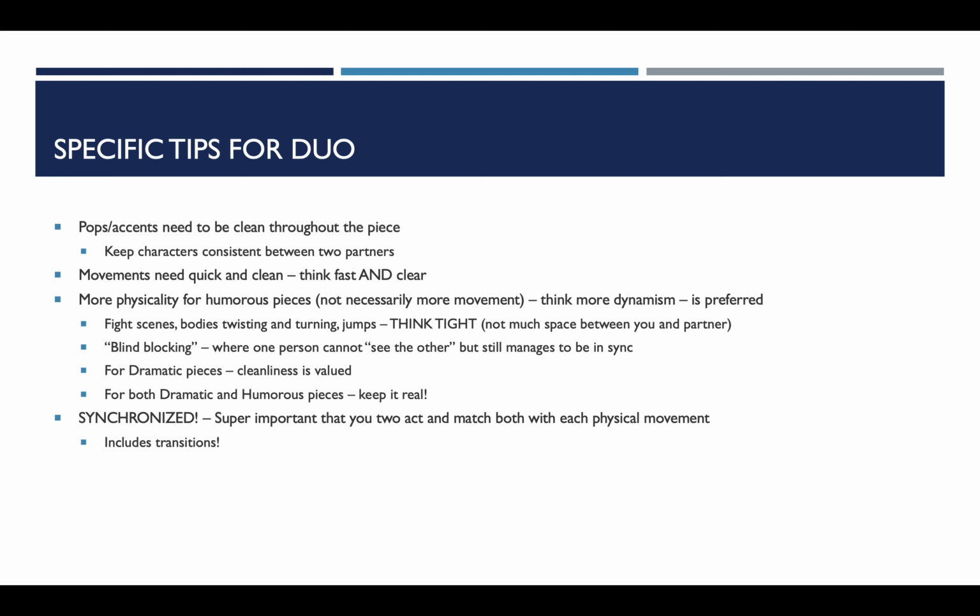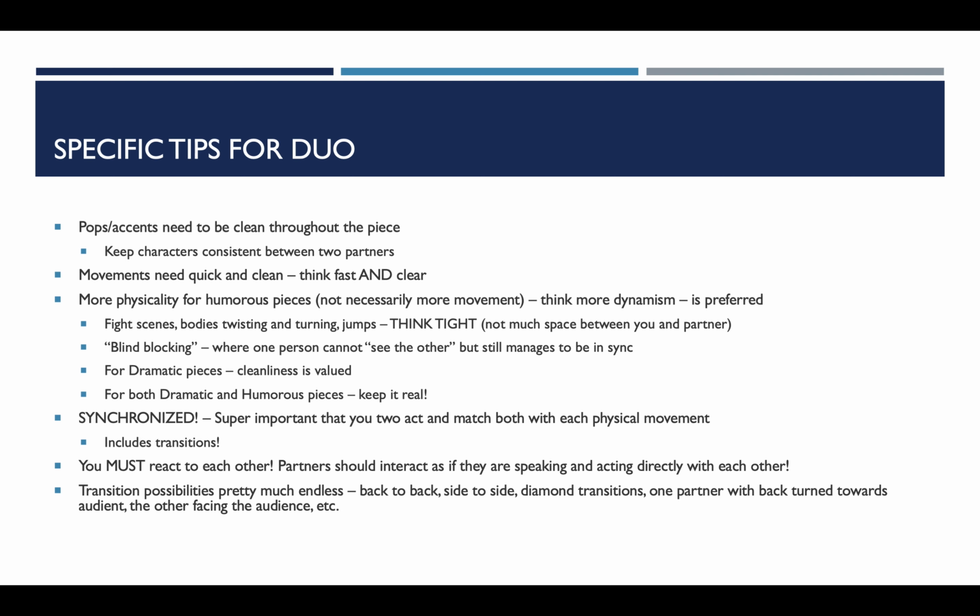Synchronization. You need to make sure that your partner is synchronized with you. It's super important that you both act and match as if you were literally one person with each physical movement. That includes transitions, right? If one partner is slightly off, it makes everything super unclear and unclean. Another super important thing, you need to make sure that you're reacting to each other. For example, if character A says something, character B needs to show me on their face how they react to character A. Your partner should interact with you as if you are speaking and acting directly with each other. That's super important.